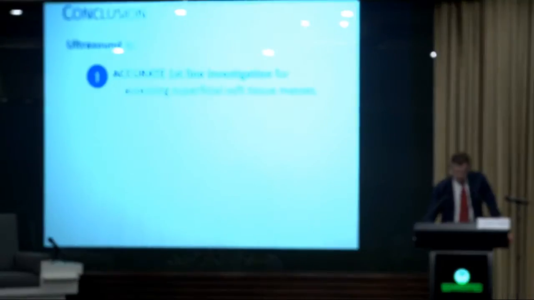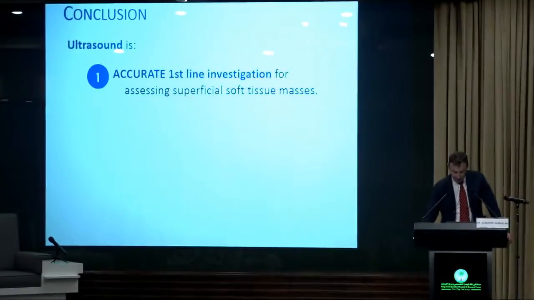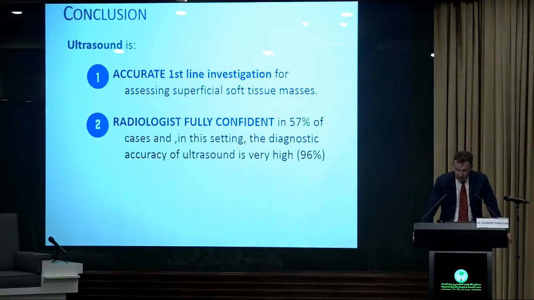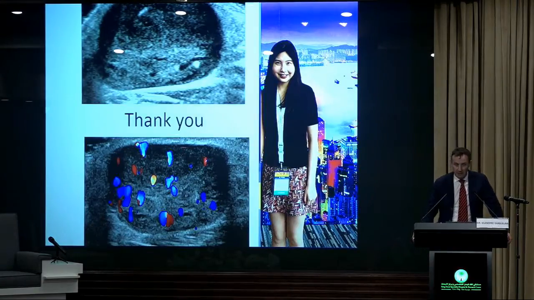So overall, in conclusion, we found that ultrasound is a very accurate first-line investigation for characterizing superficial soft tissue masses. The radiologist can't be fully confident about the specific diagnosis in 57% of cases, and in those cases, the diagnostic accuracy of ultrasound is extremely high. Ultrasound also has a very high accuracy and a very high negative predictive value of 99.5% in differentiating between benign and malignant superficial soft tissue tumours. Thank you very much indeed.